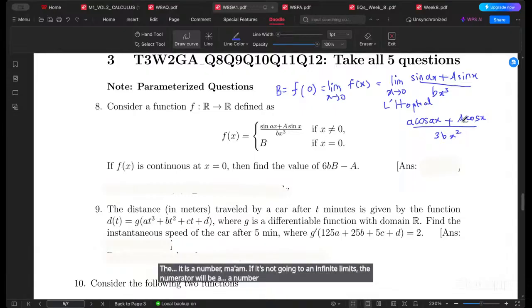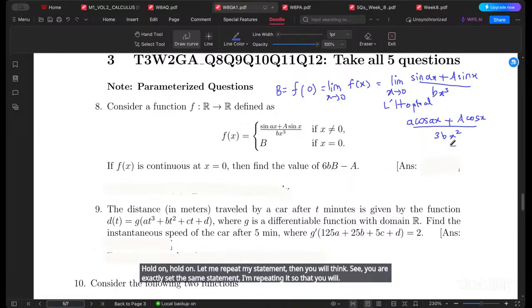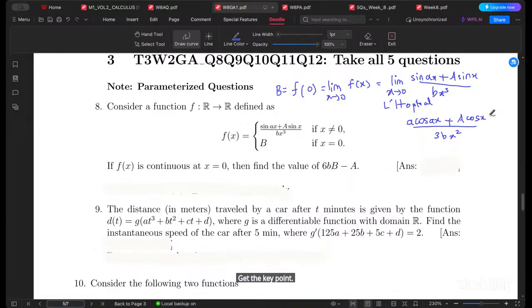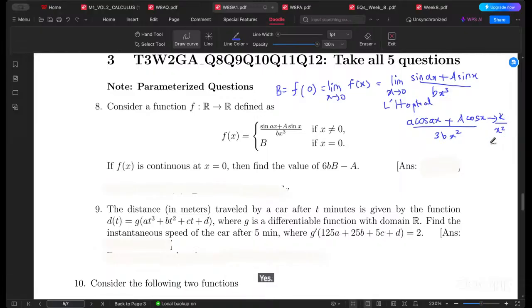Hold on. Let me repeat my statement so that you get the key point. You said the same statement exactly. Let's say you have some number k here, and you have x square here. Now, as x goes to 0, what will happen to this expression? It goes to infinity, ma'am. Yes, but it should not go to infinity because this is a continuous function.